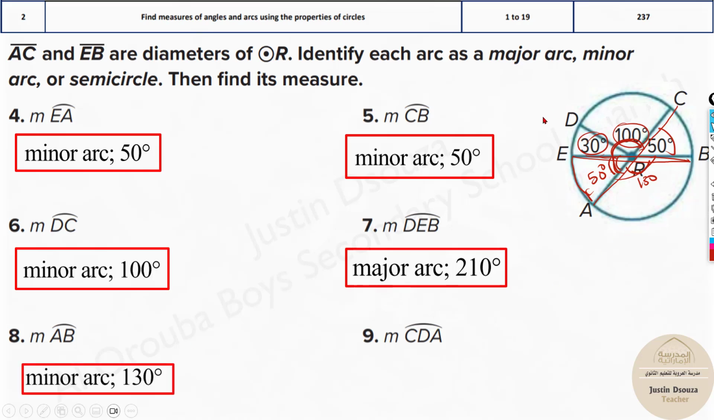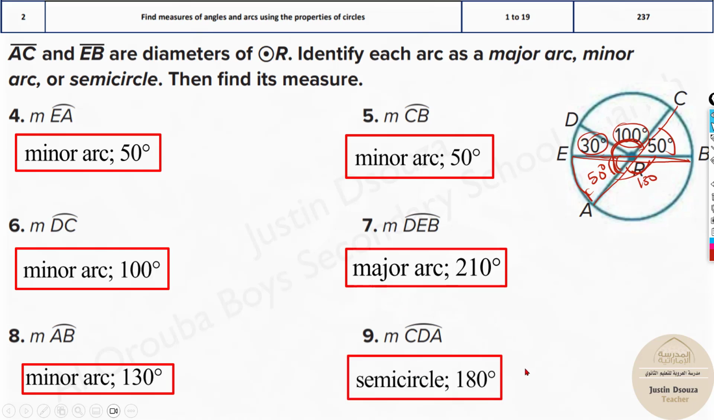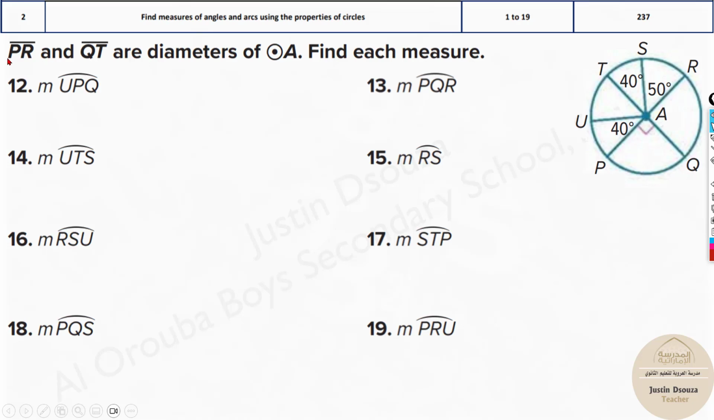And CDA, that would be a semicircle, 180 degrees. So those are the answers. Now we have another problem. PR and QT are the diameters. Now we need to find these measures.